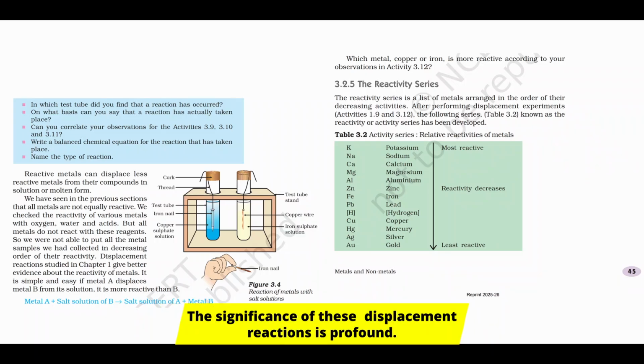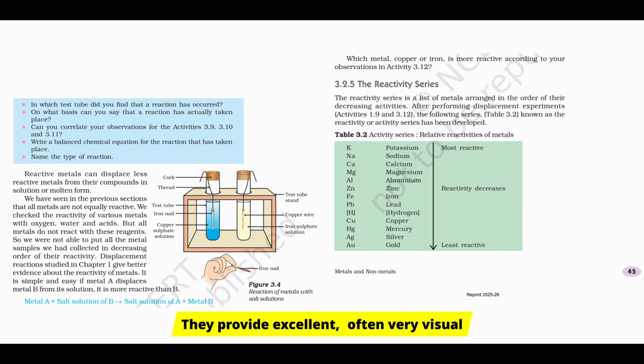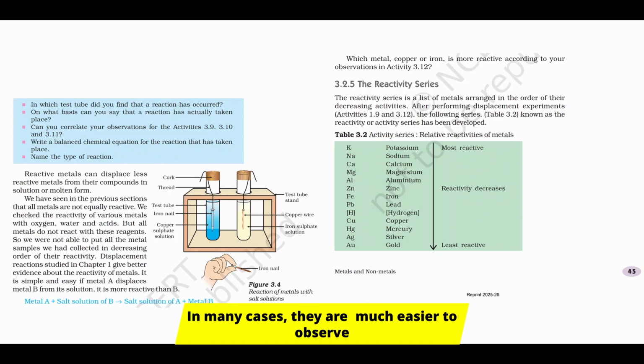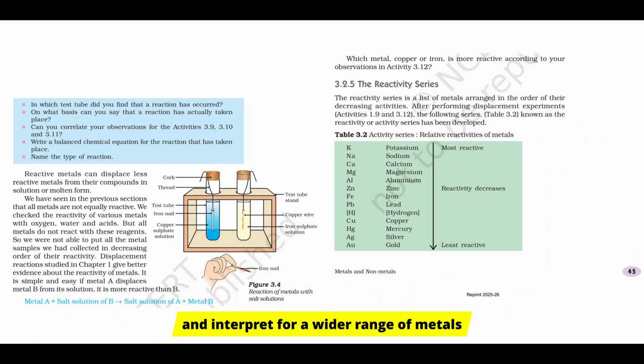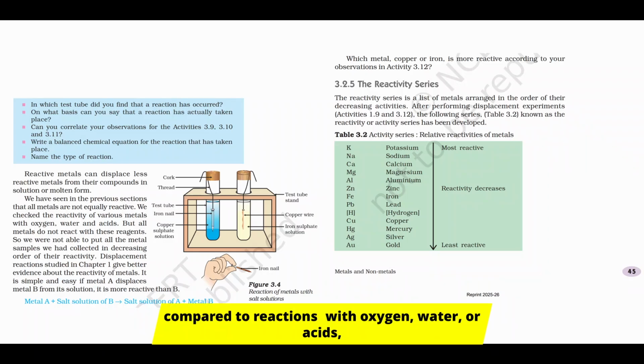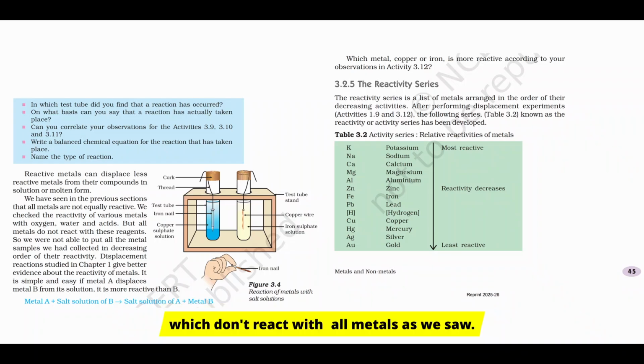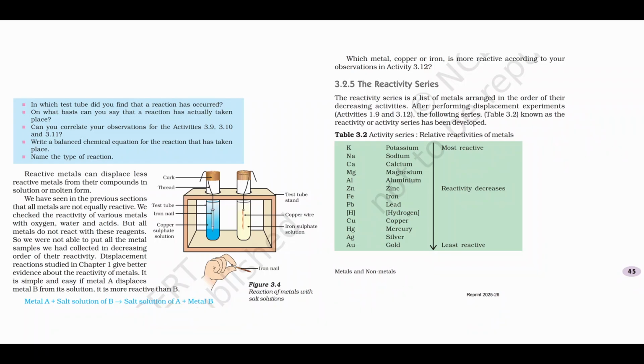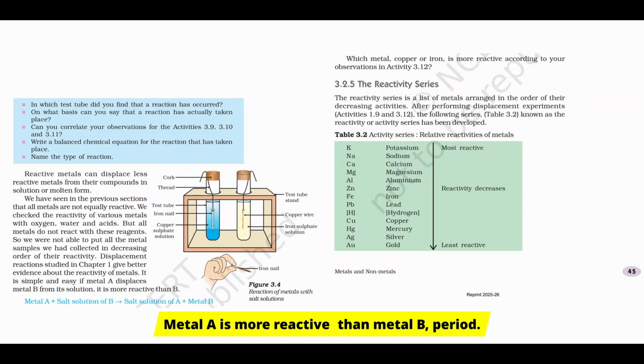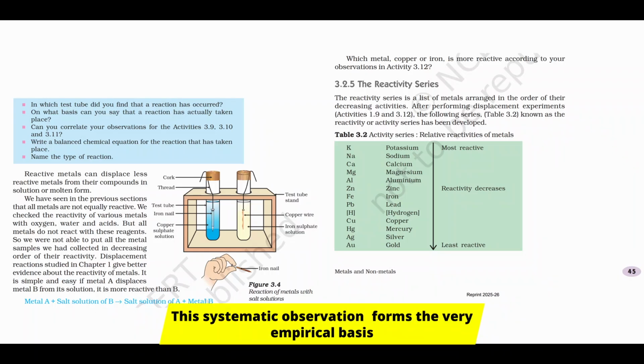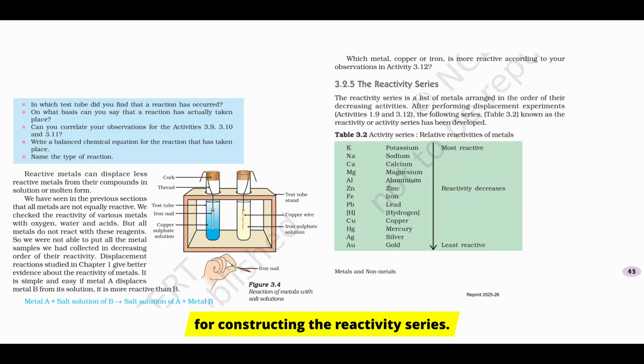The significance of these displacement reactions is profound. They provide excellent, often very visual evidence for the relative reactivity of metals. In many cases, they are much easier to observe and interpret for a wider range of metals compared to reactions with oxygen, water, or acids, which don't react with all metals, as we saw. If metal A displaces metal B from its solution, you can confidently conclude metal A is more reactive than metal B, period. This systematic observation forms the very empirical basis for constructing the reactivity series.